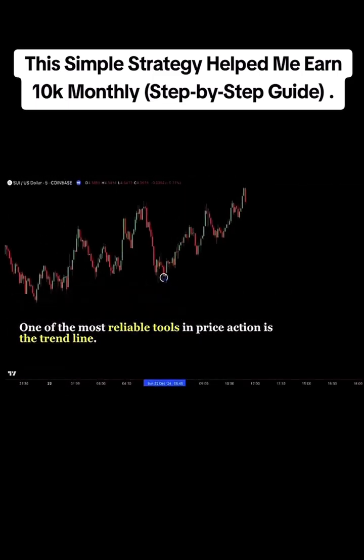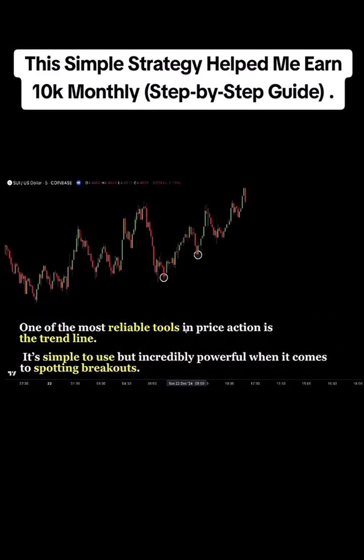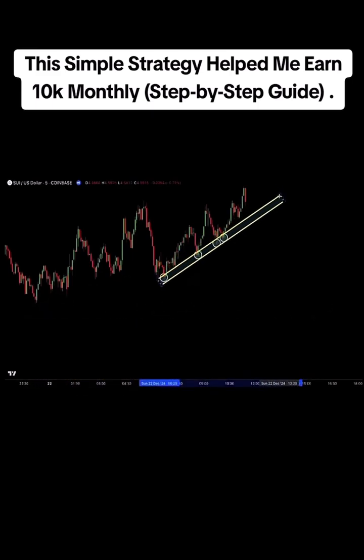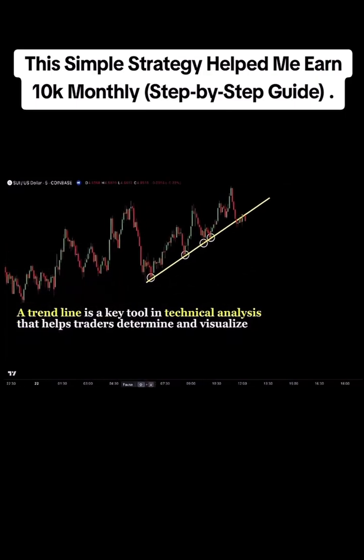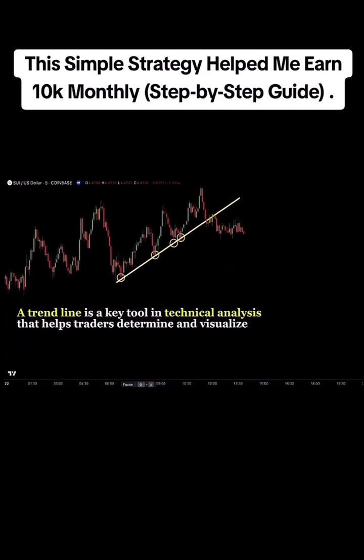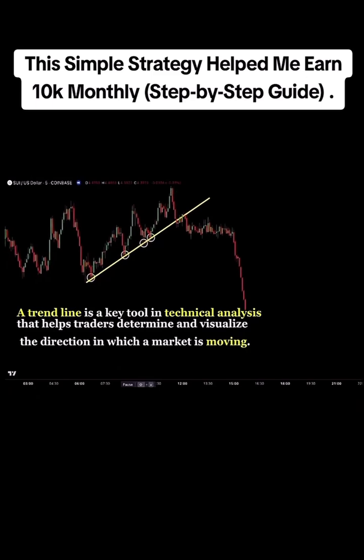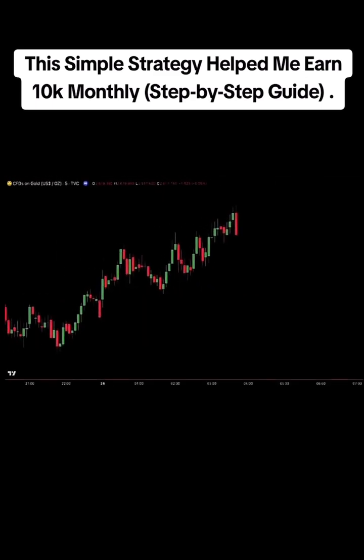One of the most reliable tools in price action is the trend line. It's simple to use but incredibly powerful when it comes to spotting breakouts. A trend line is a key tool in technical analysis that helps traders determine and visualize the direction in which a market is moving. To spot a trend line during an uptrend, you connect a series of higher lows with at least 2 points. This shows that the asset's price is rising over time, indicating bullish market conditions.